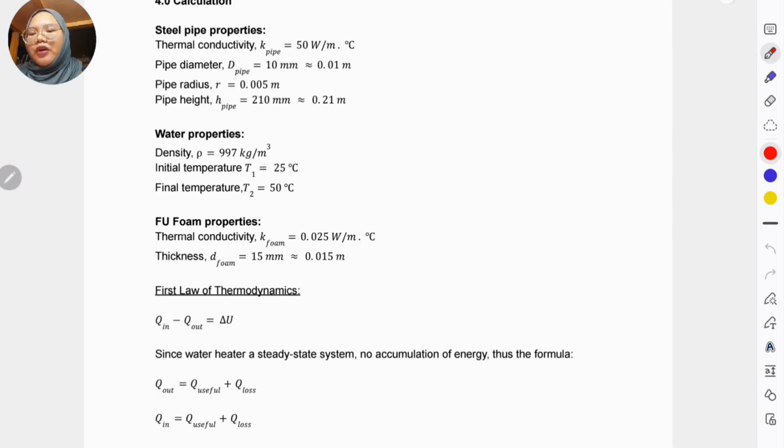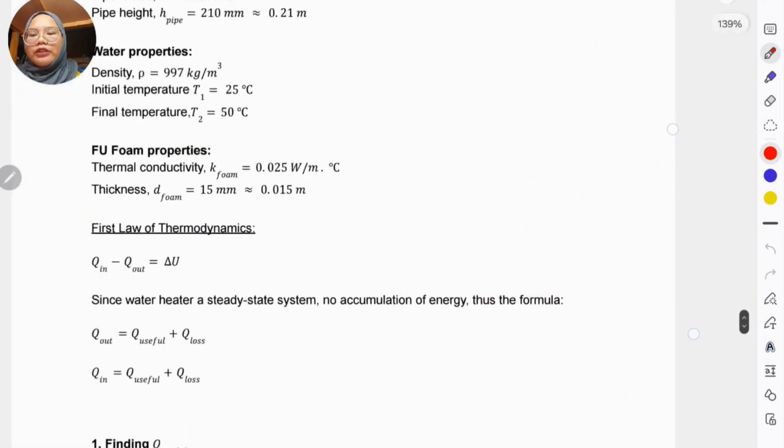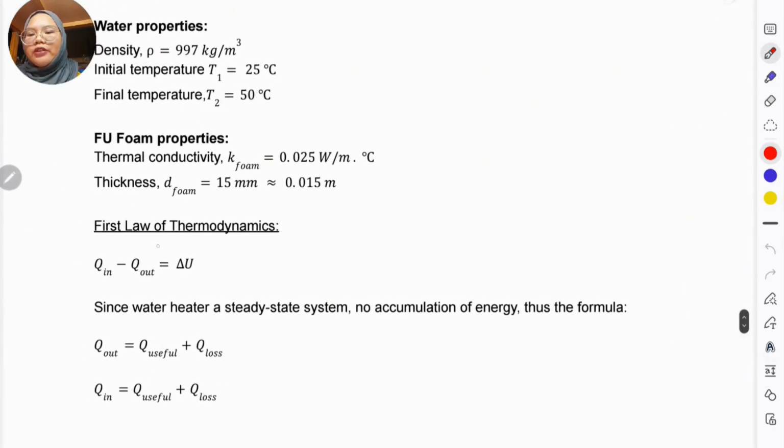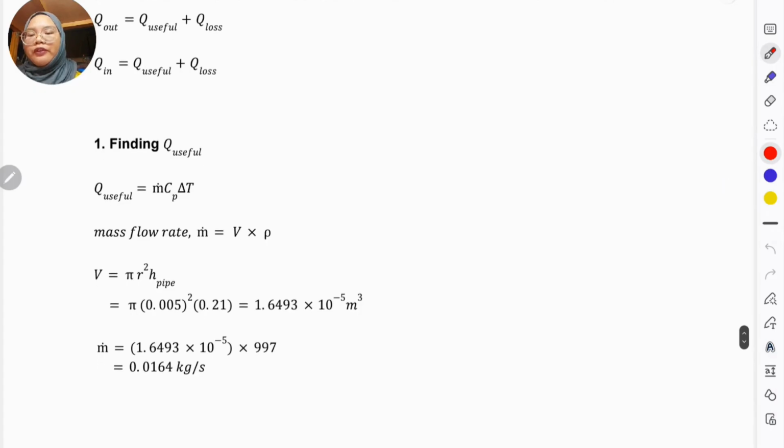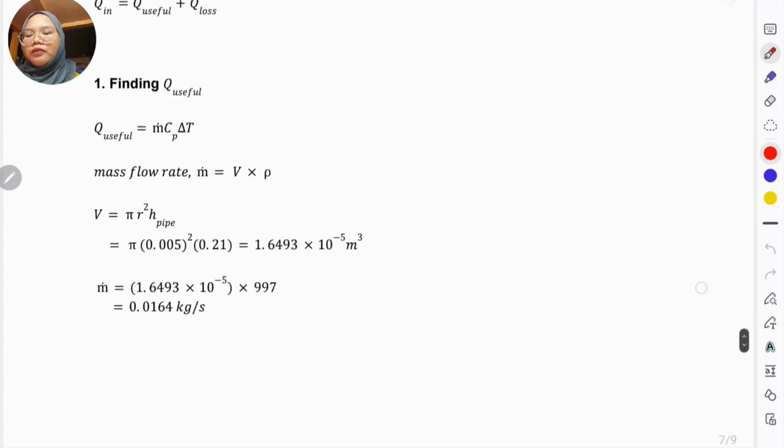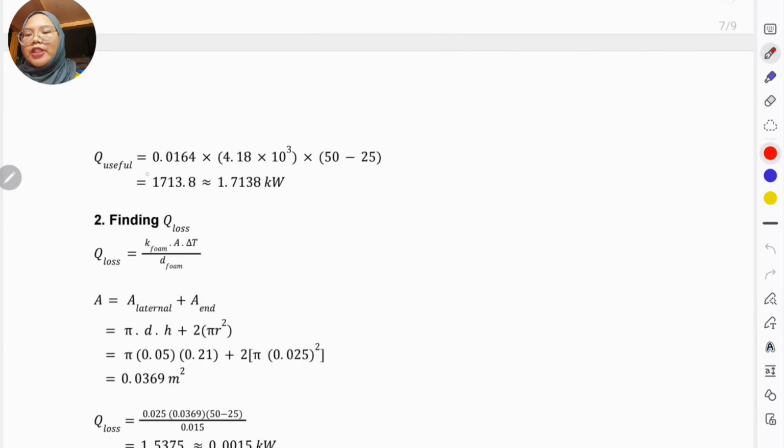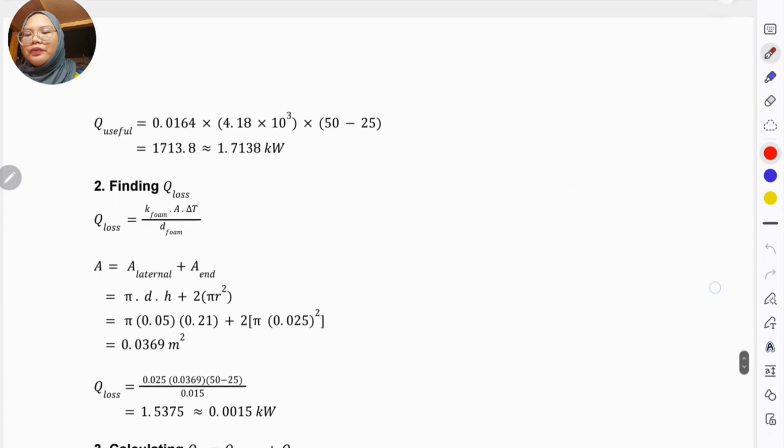We choose the foam as the insulation. Since the water heater is a steady system, no accumulation of energy is needed. So we can rearrange the first law of thermodynamics formula as shown below. For the first step, we need to find the Q useful, where using this formula, the answer for the mass flow rate is 0.0164. Next, we can substitute into the equation, then we get Q useful is 1.713 kilowatt.